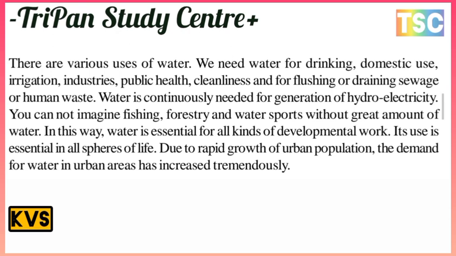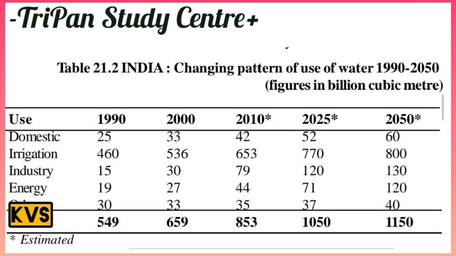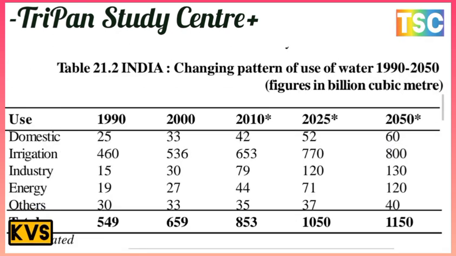In this table, India's changing pattern of use of water is shown, from 1990 to 2050, in billion cubic meters. The domestic use of water is 25 in 1990, 33 in 2000, 42 in 2010, 52 in 2025, and 60 in 2050. There is an increasing number there. Irrigation is 460, then increasing to 800 by 2050.